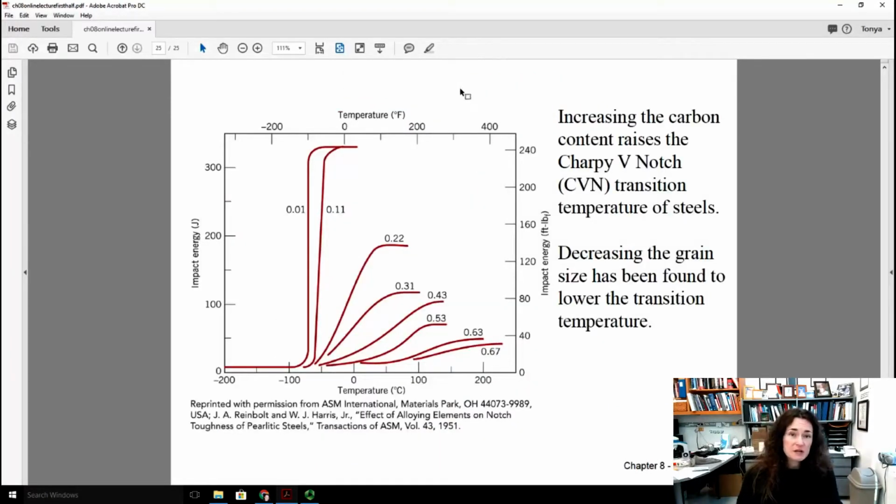Now, if you are thinking about this and you're wondering what maybe you can do, remember that increasing the carbon content is going to raise the Charpy V-notch transition temperatures of steels, but decreasing the grain size has been found to lower that transition temperature, okay? So what you want to do is you want to lower that transition temperature until it's a temperature that you don't really commonly encounter in your use for the part.